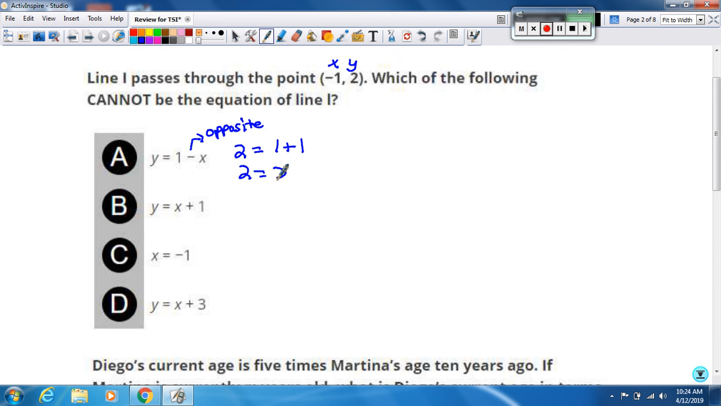So 2 equals 2, that one's true. We're looking for the one that's not true. Okay, so y is 2 equals x, which is -1, plus 1. 2 equals, well, this is like 1 take away 1 here, so 0. That's not true. So the answer is B.